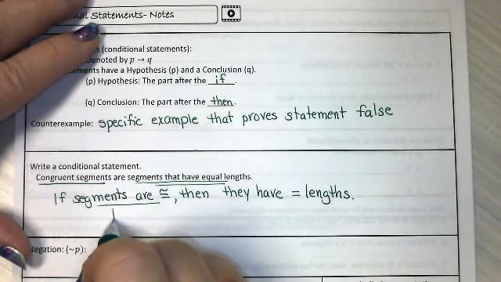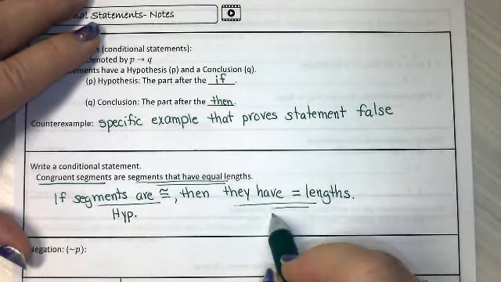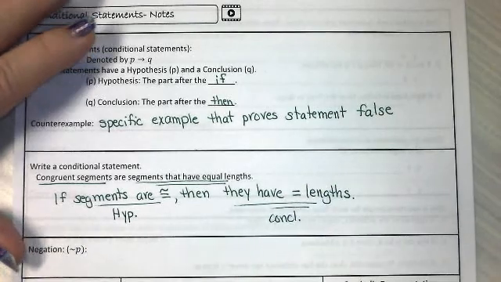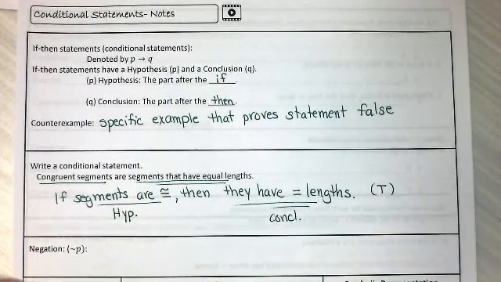Segments are congruent would be your hypothesis. They have congruent lengths would be your conclusion. And that is actually a true statement. So we're not going to have a counterexample to prove that that one's false.